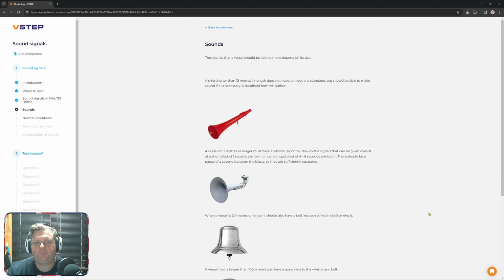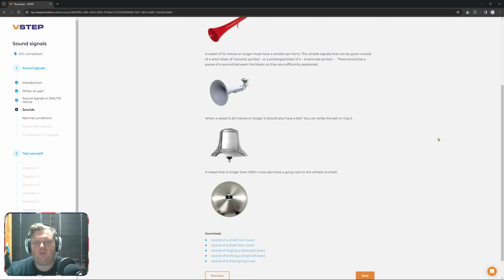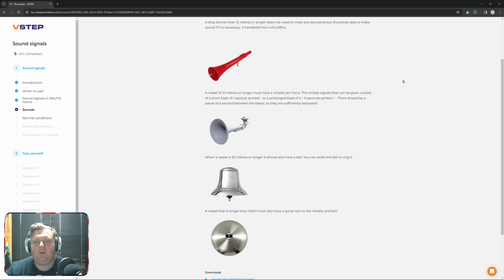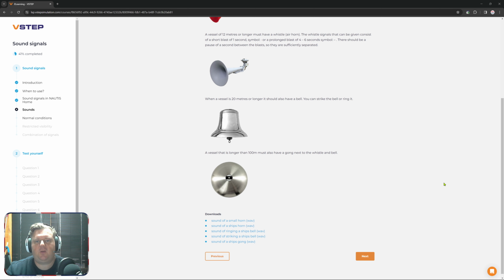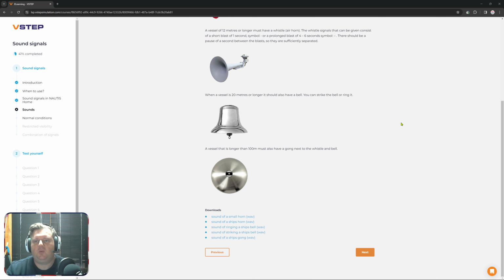Oh, okay, interesting. The sounds that a vessel should be able to make depends on its size. A ship shorter than 12 meters in length does not need to meet any standards, but should be able to make sound if it is necessary. A handheld horn will suffice. Really? I didn't know that. That's interesting. A vessel of 12 meters or longer must have a whistle or air horn. The whistle signals that can be given consist of a short blast of 1 second or a prolonged blast of 4 to 6 seconds. There should be a pause of a second between the blasts so that they are sufficiently separated. When a vessel is 20 meters or longer, it should also have a bell. You can strike the bell or ring it. A vessel that is longer than 100 meters must also have a gong next to the whistle and bell. What?